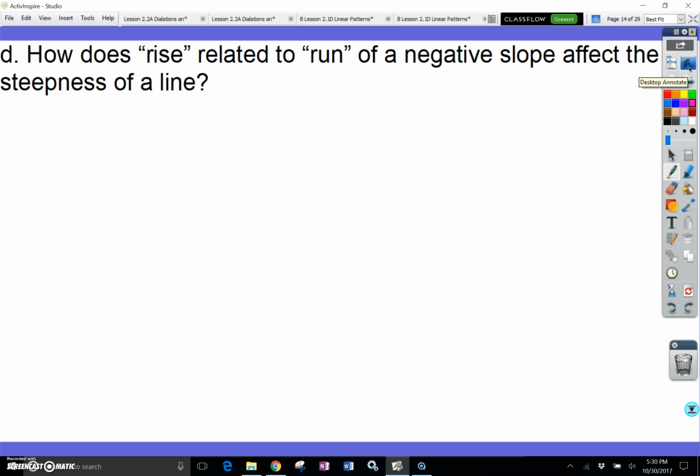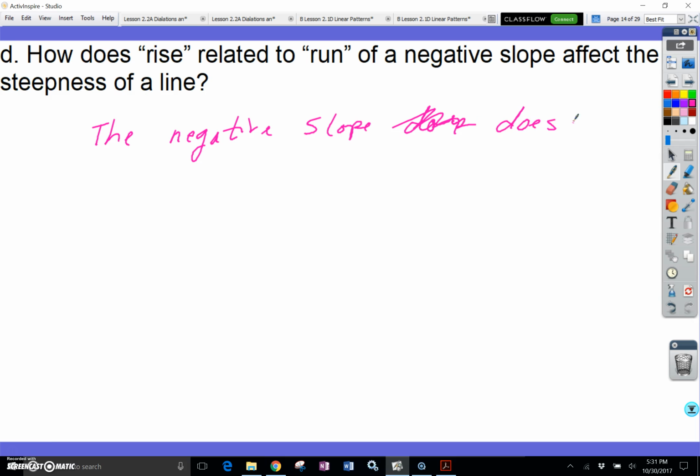How does the rise over run of a negative slope affect the steepness of a line? Well, the negative slope does not affect the steepness of a line, only the direction.